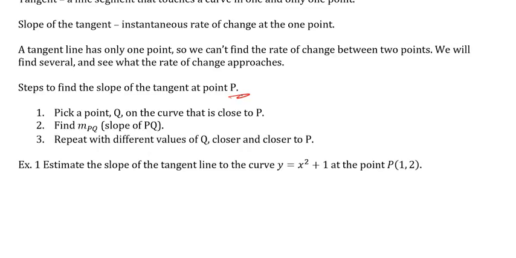We're going to pick a point Q on the curve that's close to P in some kind of meaningful way. We're going to find the average rate of change between P and Q, which we know how to do, that's easy. And then we're going to repeat this process to get a sense of what the instantaneous rate of change is like. So you have to do a whole bunch of these, and then it gives you a sense. If you pick the right values and do it the right way, you get a nice answer. Especially when it's quadratics, it works out really nice. Okay, but it doesn't always work out that nicely.